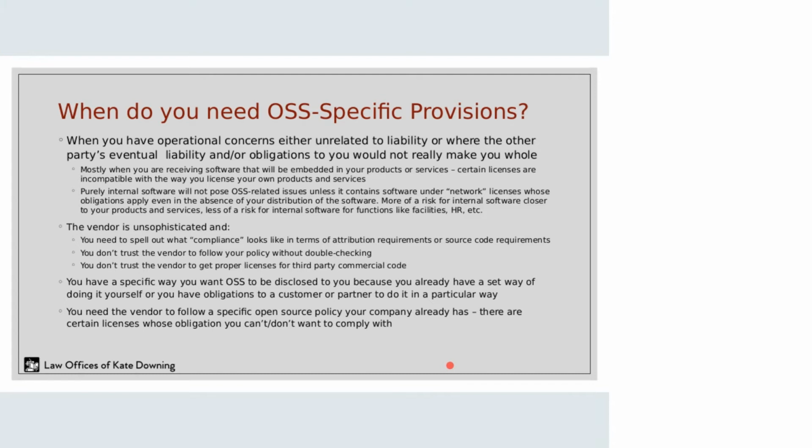Where I will say you can just relax and move on is if you're licensing purely internal software. You're trying to license something for HR management, accounting, facilities, stuff like that. Generally that sort of stuff is something you're licensing for internal use only, and it's really not going to be a part of any products or services you offer. And so long as that's the case, I wouldn't really worry about open source specific provisions. I think general IP warranties and indemnities are going to cover you in that scenario.